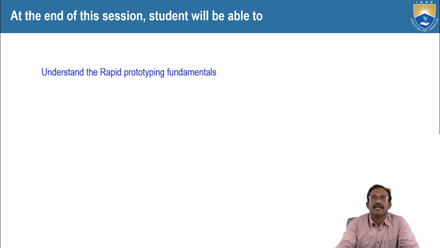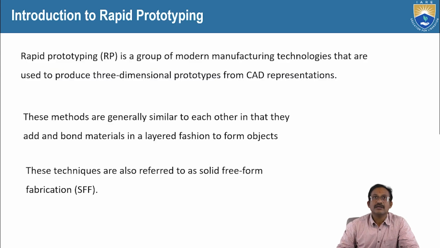At the end of this session, students will be able to understand the rapid prototyping fundamentals. This is the course learning outcome. Now, introduction to rapid prototyping. Rapid prototyping, in short, is RP. So in subsequent slides, wherever you find RP, that is rapid prototyping.